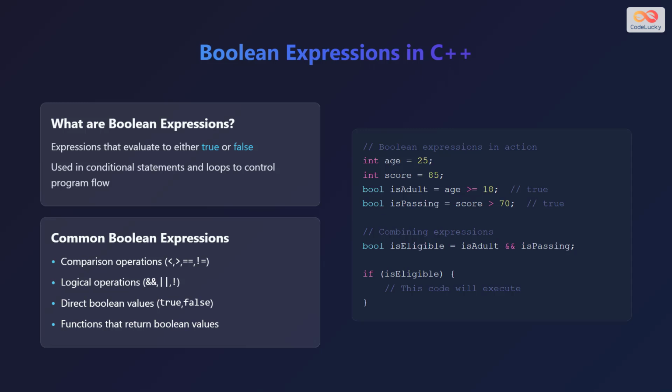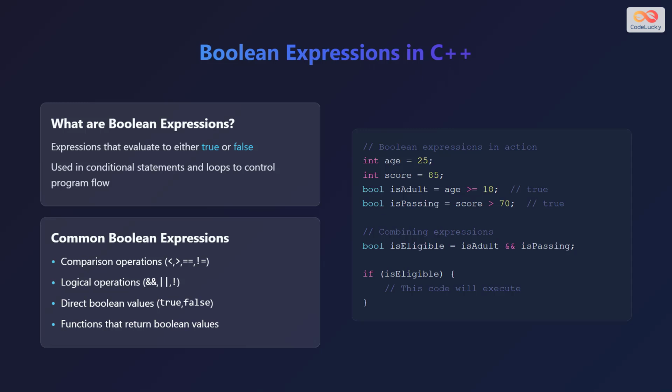Now let's explore Boolean expressions in C++. Boolean expressions are expressions that evaluate to either true or false. They are commonly used in conditional statements and loops to control the flow of your program. Common Boolean expressions include comparison operations such as less than, greater than, equal to, and not equal to.